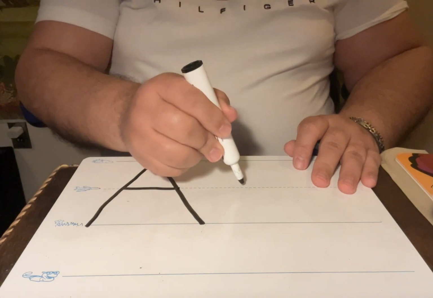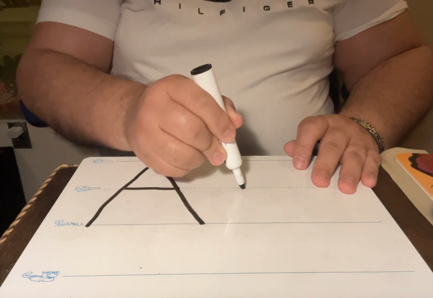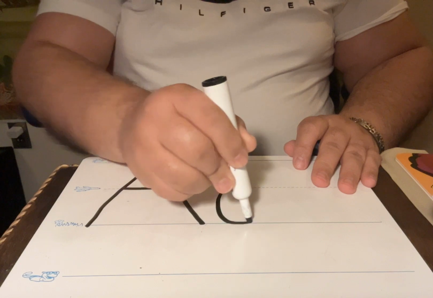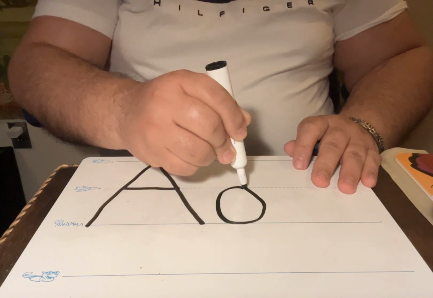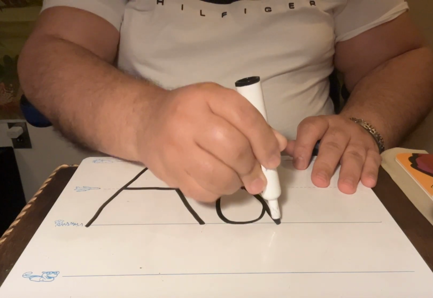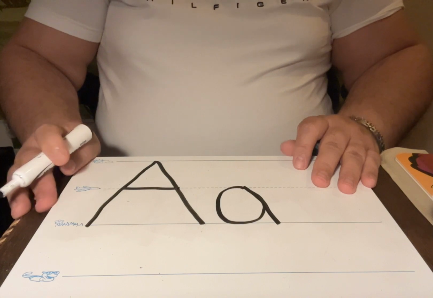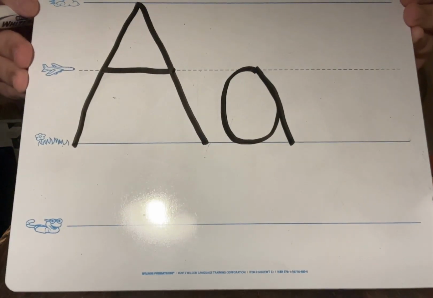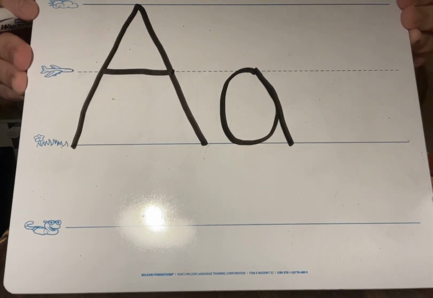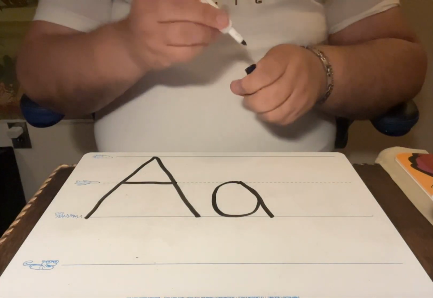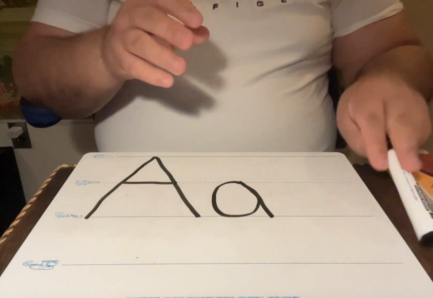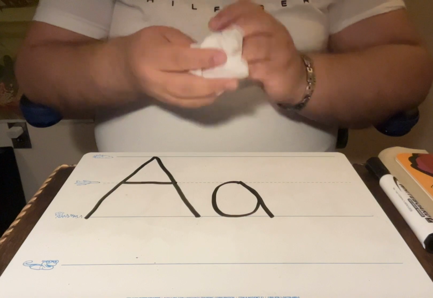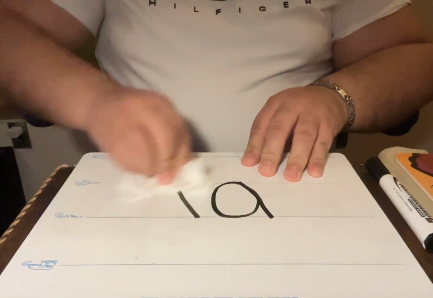Then my lowercase a, I start on the plane line, go around like I told you before, and then I come back and make a little tail on that letter, and that's A, apple, A. Well, if you took it out and you practice it, then I can move on to the next one.